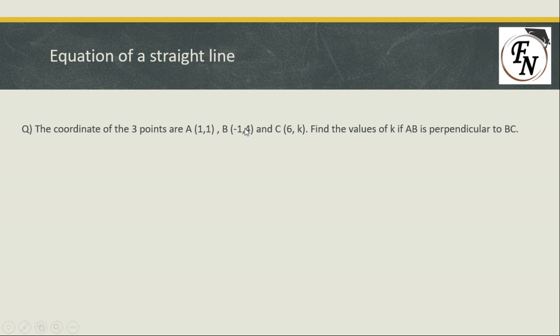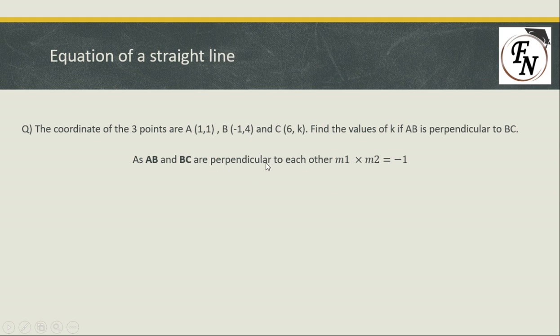That means if I find the gradient of the line AB, which is perpendicular to BC, I will find the gradient of AB first, and I will use the formula m1 times m2 equals minus 1, as I told you earlier, and I'll calculate the gradient of BC. Then I'll use the coordinates to find the variable k. So let's look at it.